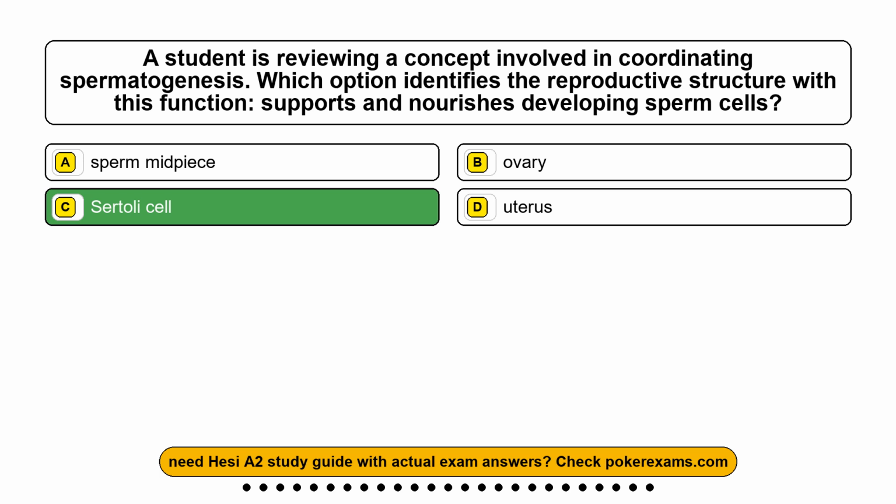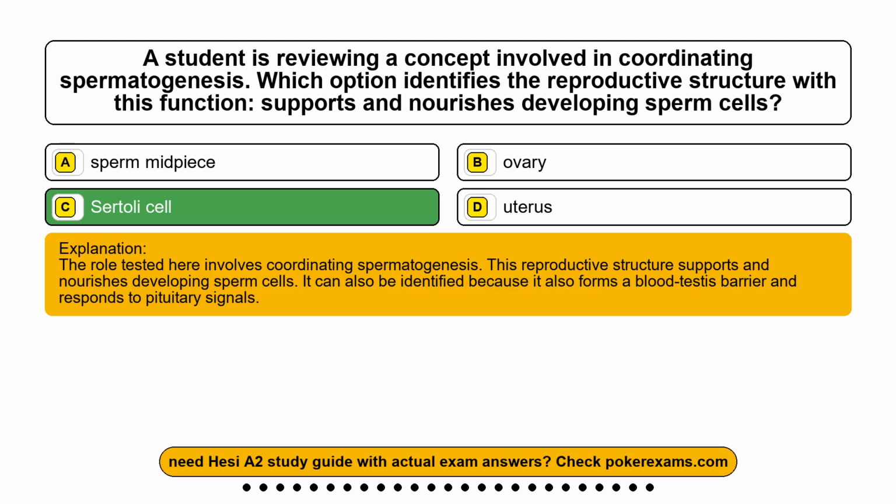The correct answer is option C, Sertoli cell. The role tested here involves coordinating spermatogenesis. This reproductive structure supports and nourishes developing sperm cells. It can also be identified because it forms a blood-testis barrier and responds to pituitary signals.